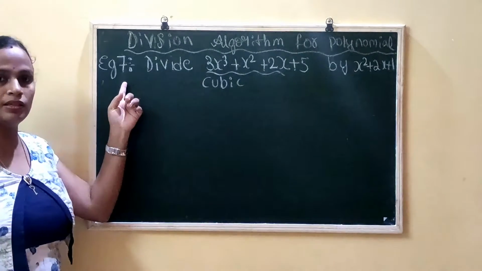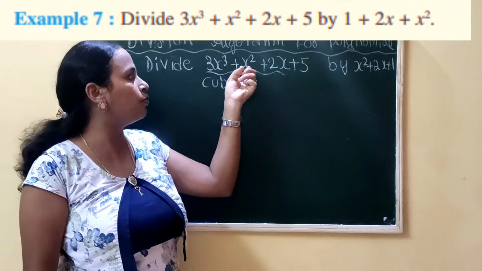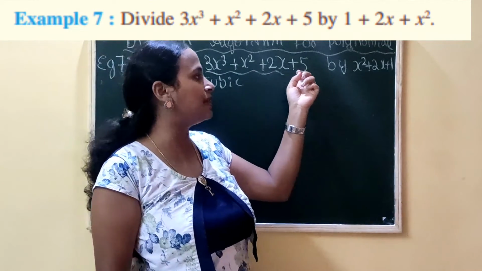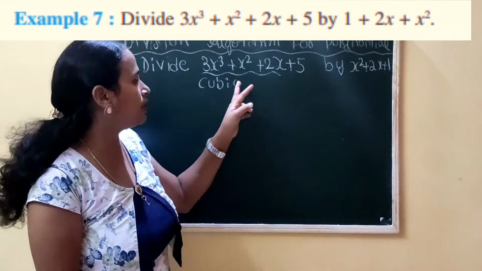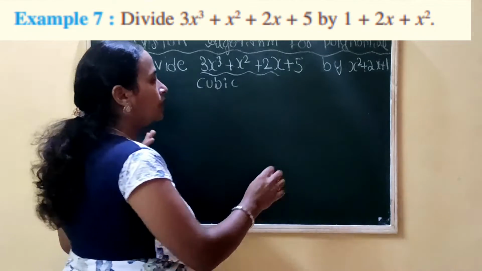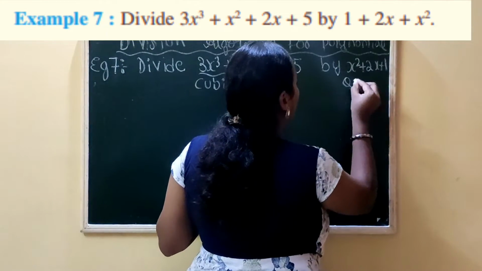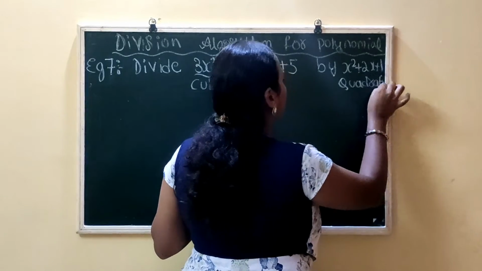Now we will discuss example 7 of your NCERT. Divide 3x cube plus x square plus 2x plus 5 by x square plus 2x plus 1. So the dividend is a cubic polynomial, because the highest degree is 3, and the divisor is a quadratic polynomial, because the highest degree is 2.